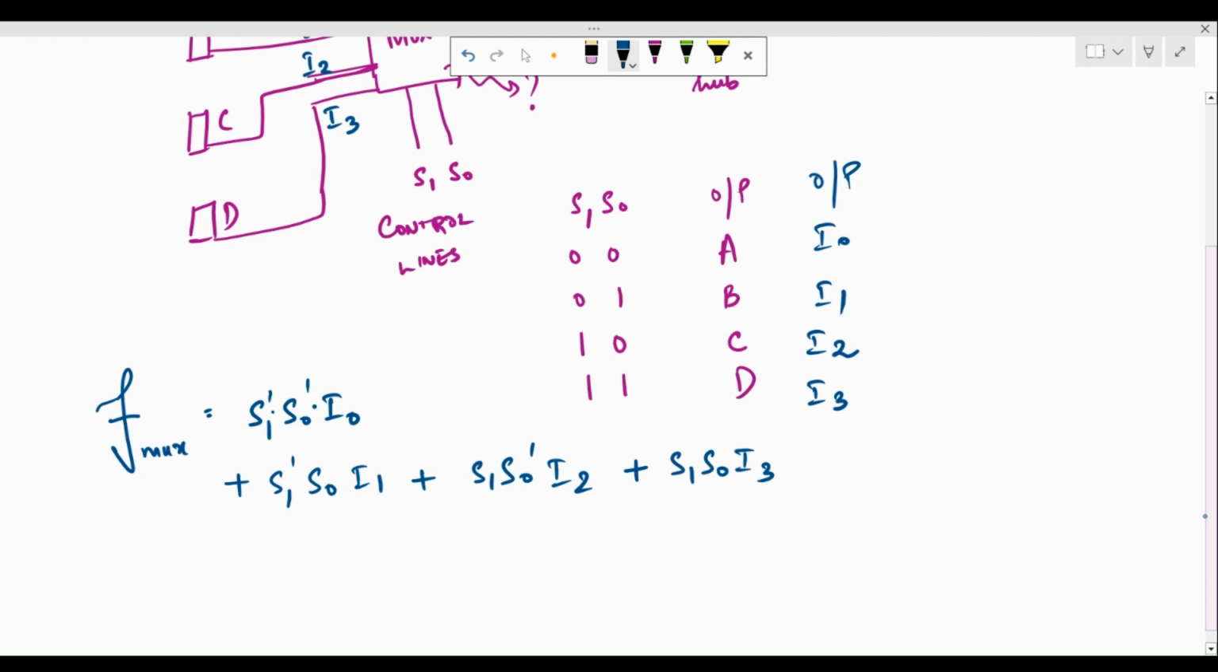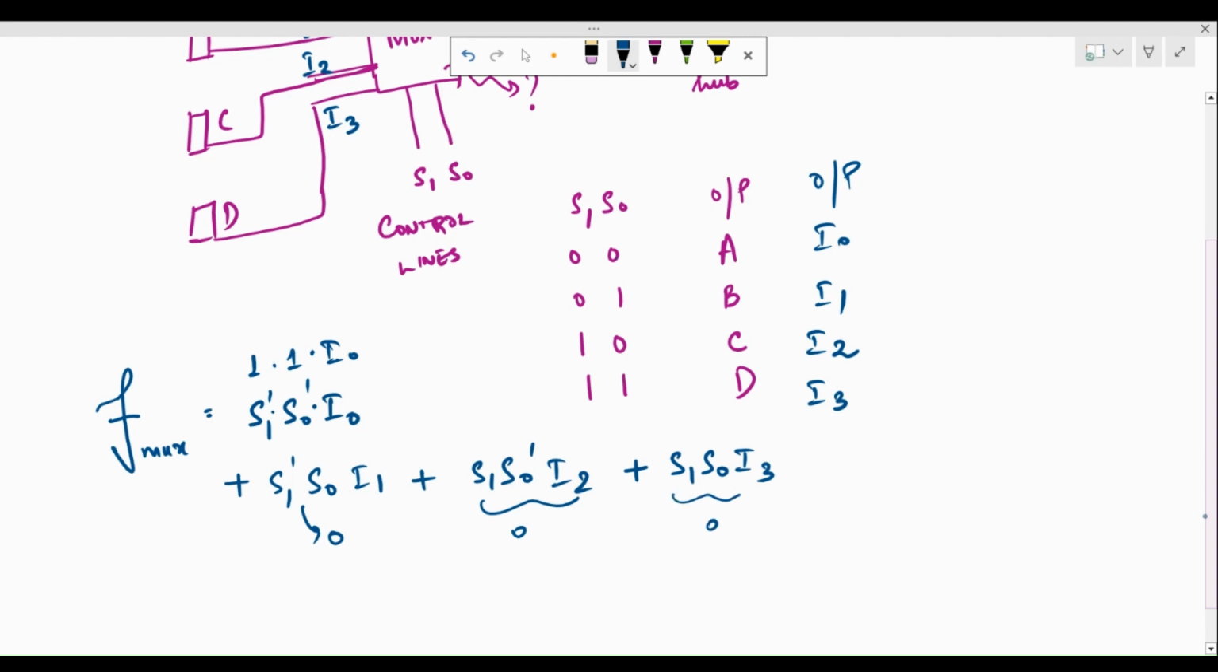If either one of these holds good, then the multiplexer's output value will be true. For example, suppose I have chosen S0 and S1 to be 0, 0. That means S1 dash is going to be 1, S naught dash is also going to be 1, and this is ANDed with I naught. In all the other cases, these terms will become zeros, so this expression will become 0, this expression will become 0.